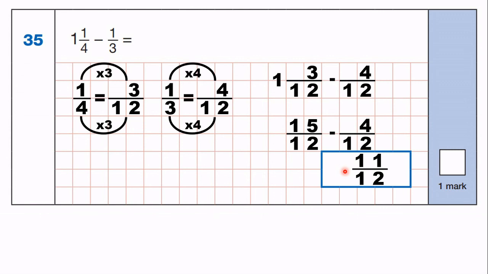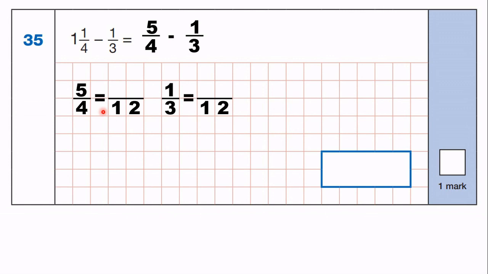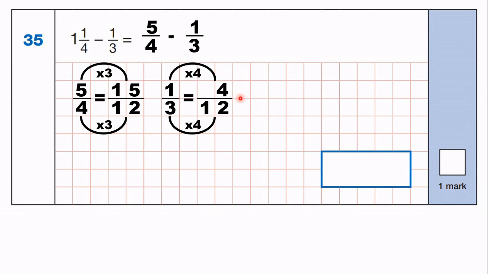But there is another way to solve questions like this. That's to change the mixed number to an improper fraction straight away. 1 1/4 is 5/4 as an improper fraction, and we're subtracting 1/3 from that. To subtract fractions, we need the denominators to be the same, and 12 is in both the 4 times table and the 3 times table, so let's find our equivalent fractions. 4 times 3 is 12, and 5 times 3 is 15. 3 times 4 is 12, and 1 times 4 is 4, so we can rewrite our question again as 15 twelfths minus 4 twelfths. We know that we keep the denominator the same, and 15 minus 4 is 11, so our answer is 11 twelfths.